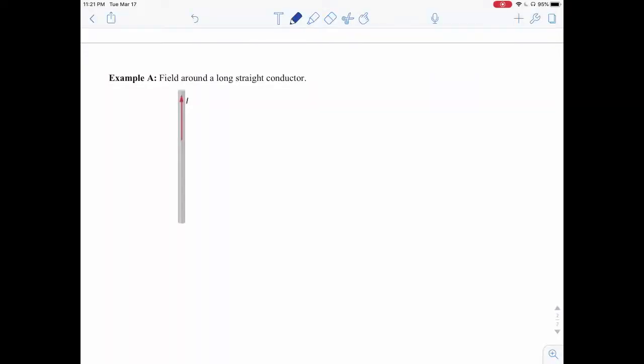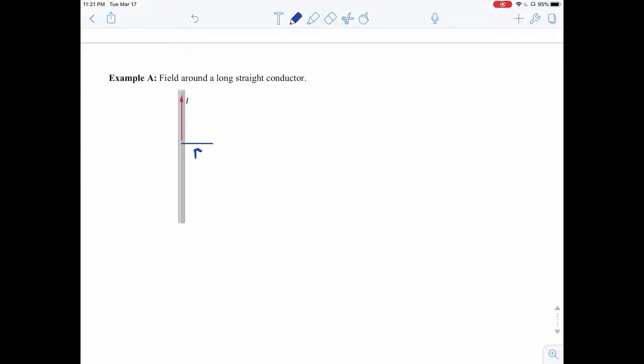Example A is asking to find the field around a long straight conductor, which basically means find a function for the magnetic field anywhere outside the conductor. So this is on the outside, some distance of r away. So let's go a distance of r away from the conductor. We want to find the magnetic field there, and we can find the magnetic field anywhere a distance r away.